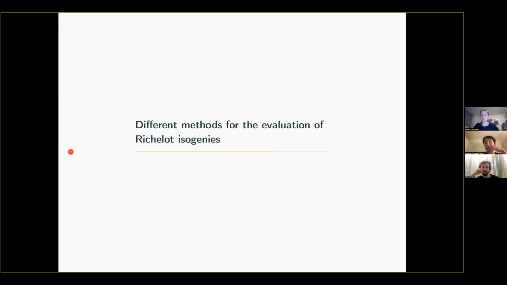Okay, so maybe before I continue, I want to ask if there are any questions or something. Okay, then I'll continue by saying a little bit about different methods for the evaluation of the Richelot isogeny.